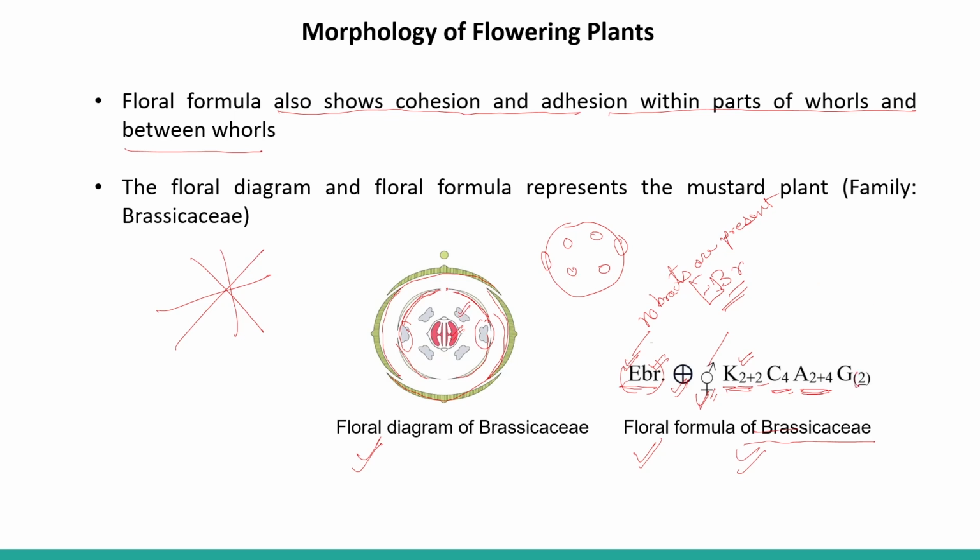Gynoecium 2 and it is written in bracket. So when it is written 2 and underlined below, then it is superior ovary. The ovary is superior and it is fused. When it is written in bracket, then both the carpels are fused together. So this formula describes the whole flower. If you understand this properly, then you can describe the whole flower. The floral diagram and floral formula represent the mustard plant family Brassicaceae. Here we have described it.